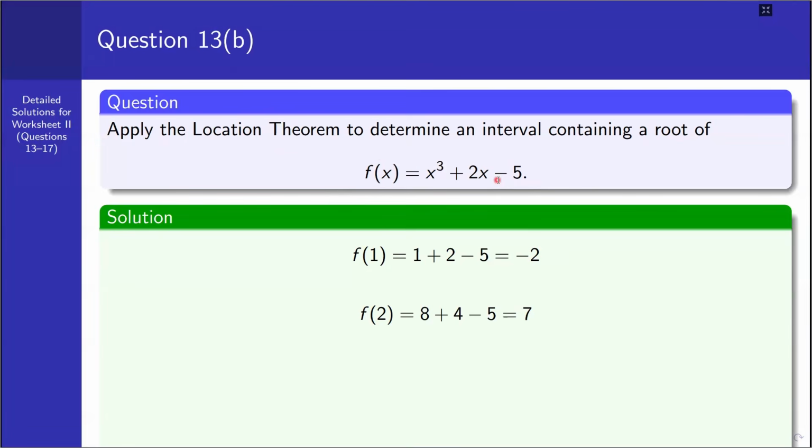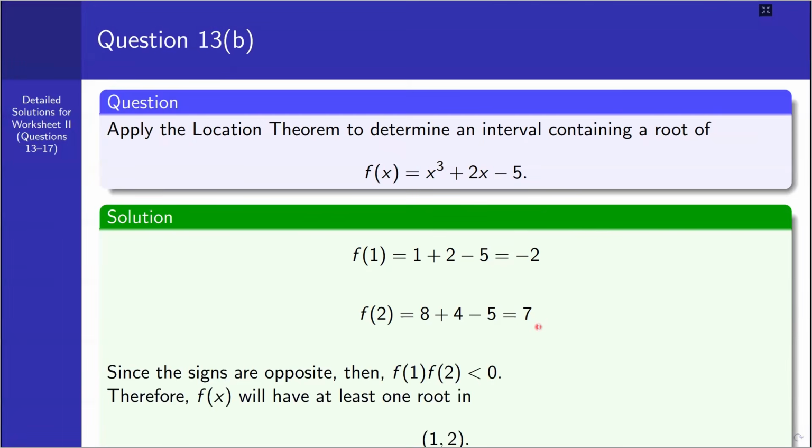So that f of x will have at least one root between 1 and 2. Therefore, since the signs are opposite, or simply their product, f of 1 times f of 2, is negative, that is minus 2 times 7, the function f of x will have at least one root in the interval 1 to 2. That means this function will have at least one root which is greater than 1 and less than 2, and this is guaranteed by the location theorem.